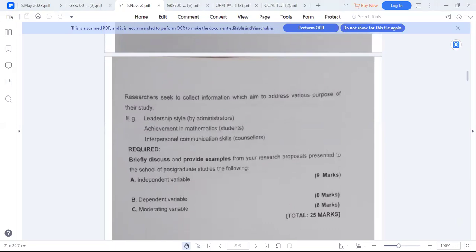By now you know what a dependent variable is and an independent variable. So we can use the same topic that I just gave you so that we move fast. Is that okay? So what is the dependent variable there, and the independent and moderating variable from the topic? Let me bring up the topic again. What was our topic?